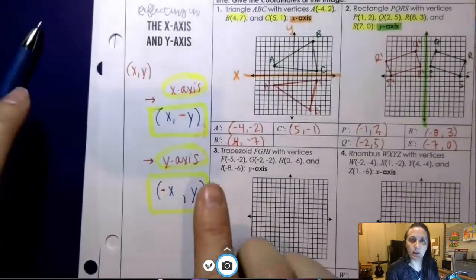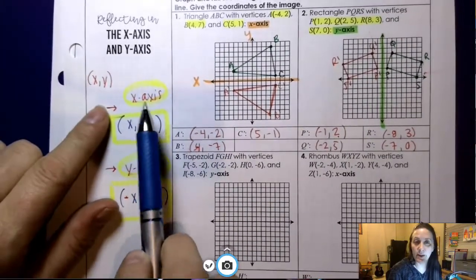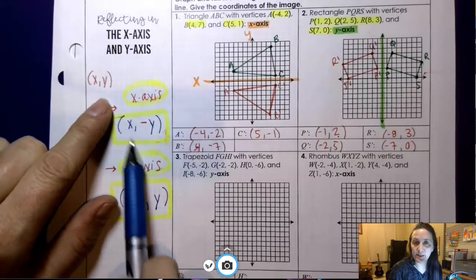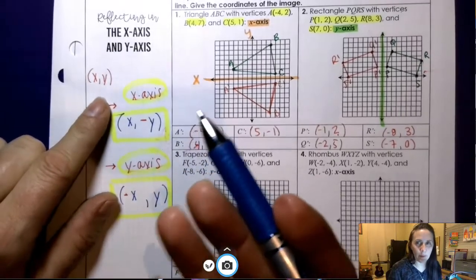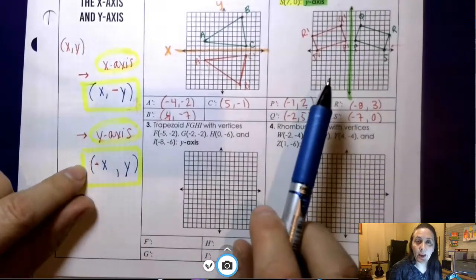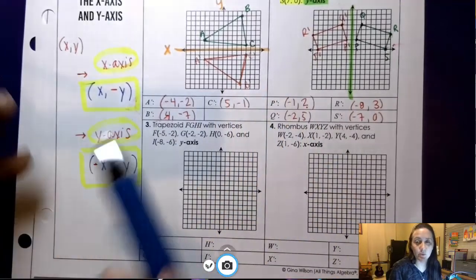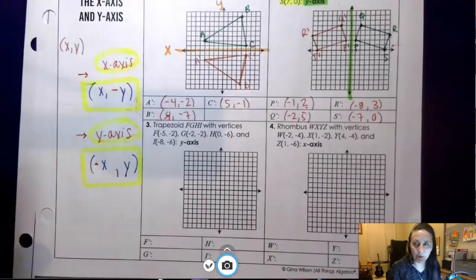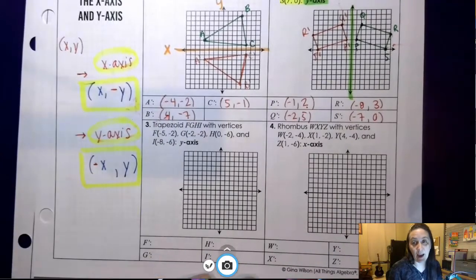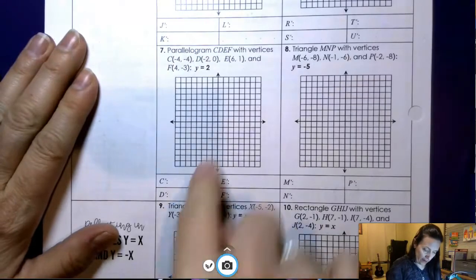Before we flip over, I did kind of want to point this out, that the rules, every single time it's reflecting over the x-axis, your x stays the same, the y becomes opposite. So you can remember that rule and you can notate it. Every time you reflect over the y-axis, the x becomes opposite and the y stays the same. So these rules will be consistent every time if you're reflecting over the axes. Okay, I'm going to go to the second page where we're going to have other lines that we reflect over. We are going to do 5, 7, and 9.